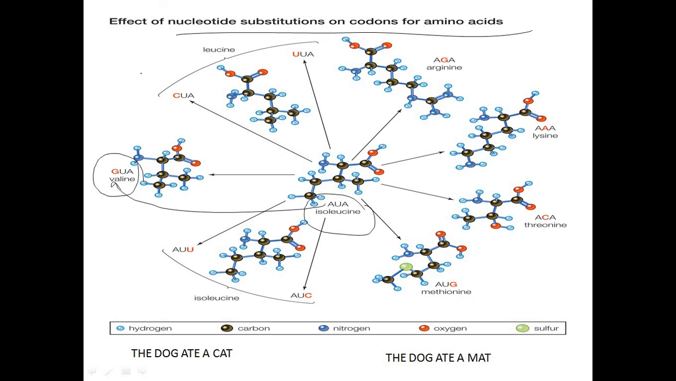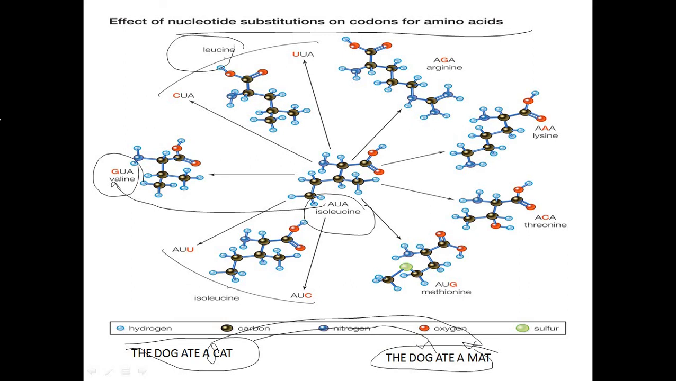If this A is replaced by C or U, then the amino acid is leucine, and so on. Here is one sentence I have given for you: the dog ate a cat. In the second sentence you can observe, the dog ate a mat, where the C is replaced by M, and you can observe that the whole meaning of this sentence has been changed due to a single letter, and this fits frameshift mutations.